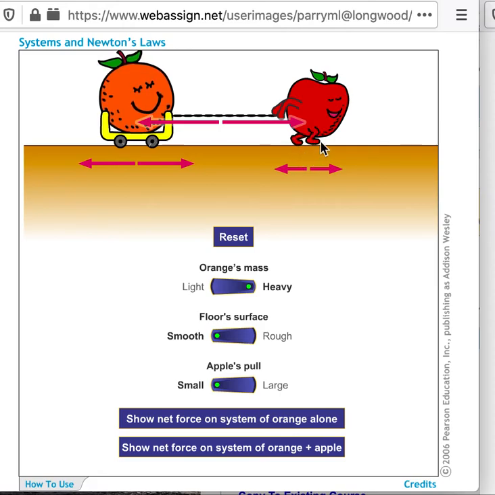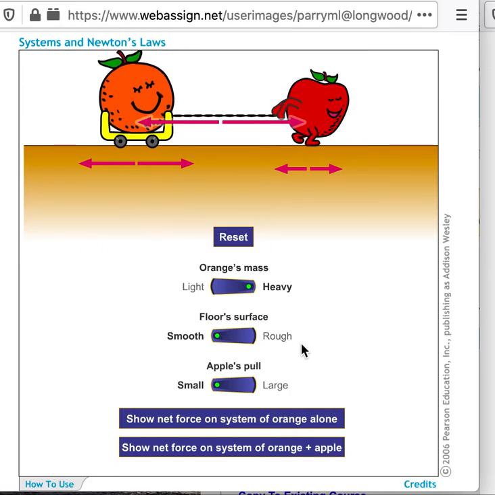So the apple is still moving the same way, but the force that the apple is exerting on the orange has increased when that mass increased. So in other words, the system is still moving the same way because the feet are still moving the same way, but as you increase the mass of the orange, the force that the apple exerts on the orange also increases. We can also change the surface from smooth to rough.